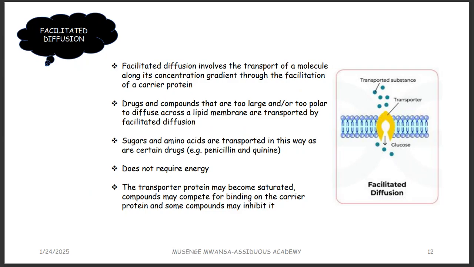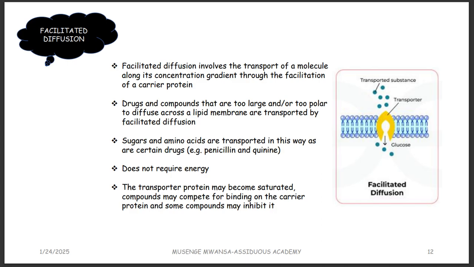Facilitated diffusion is another method by which you can absorb a drug into the cells or systemic circulation. This method involves the transport of a molecule along its concentration gradient through the facilitation of a carrier protein. So because there is a carrier, it means that you are going to have saturation, because if that carrier is completely filled up, there is no other point by which you are able to carry that drug. But this method, facilitated diffusion, is different from active transport in that even when you are using a carrier, you don't require energy.